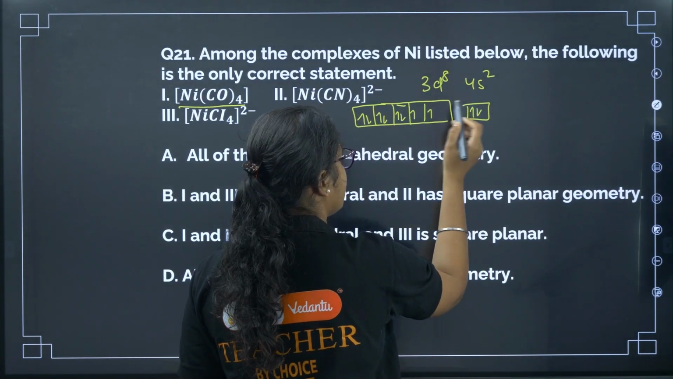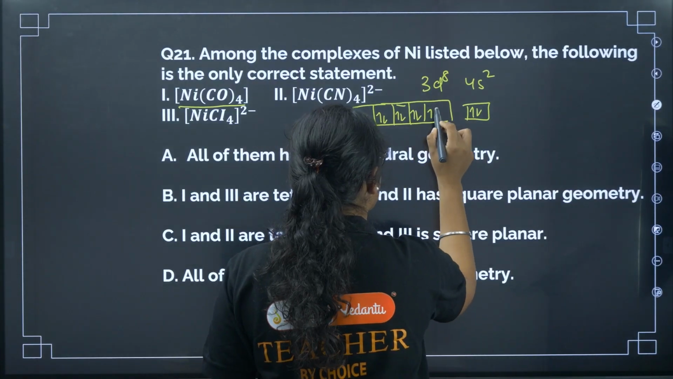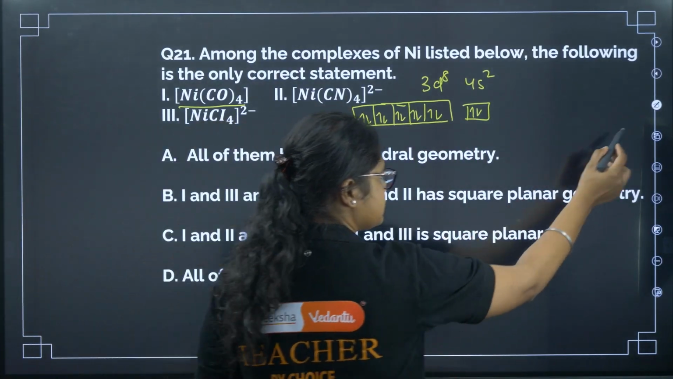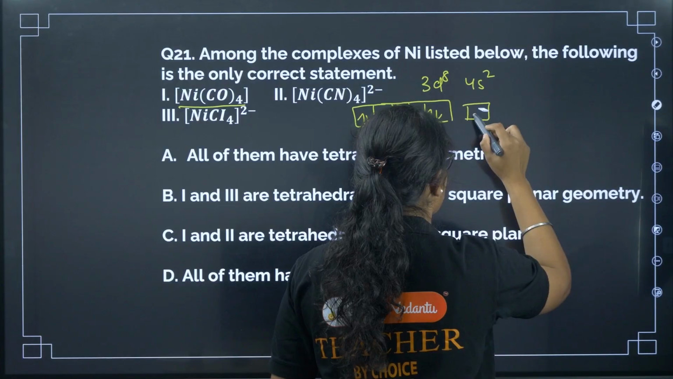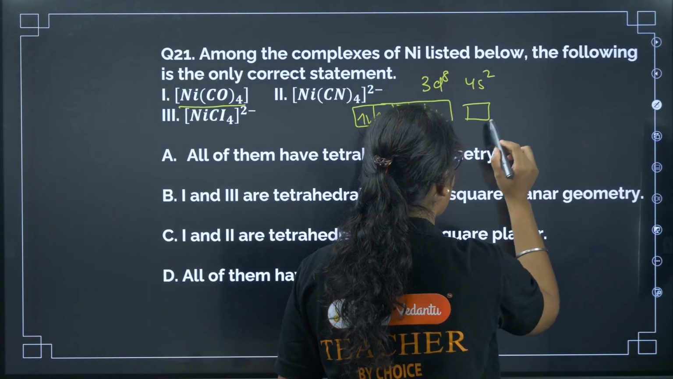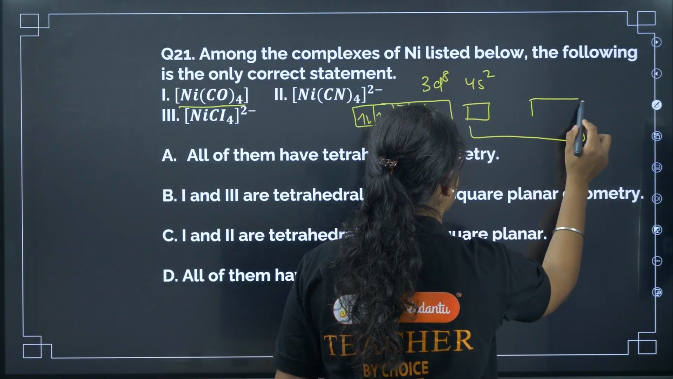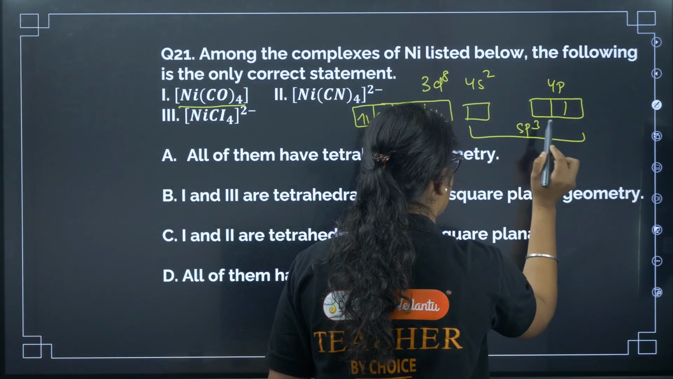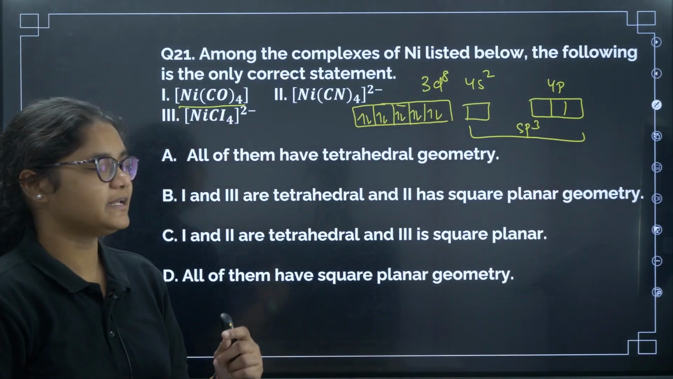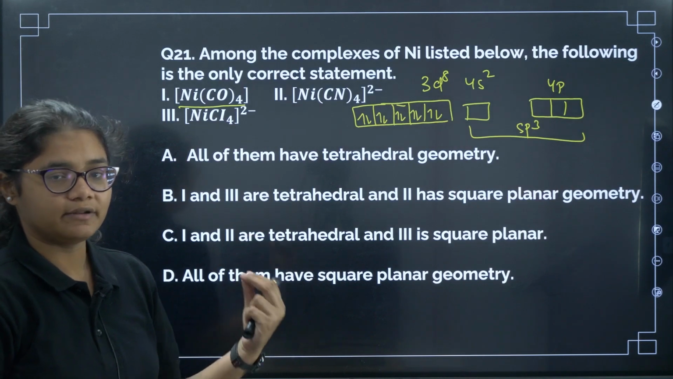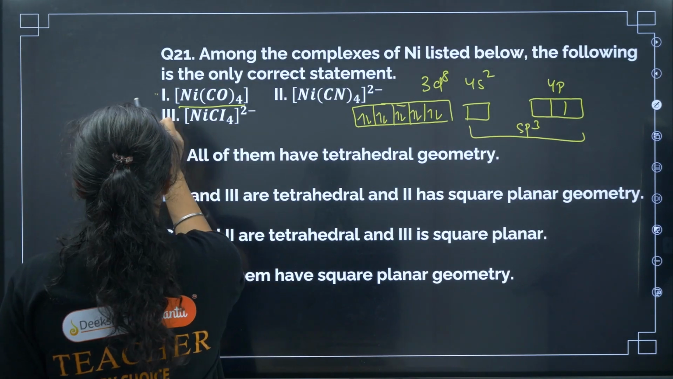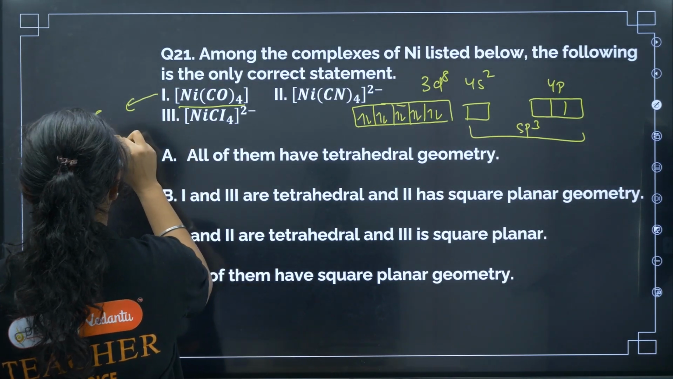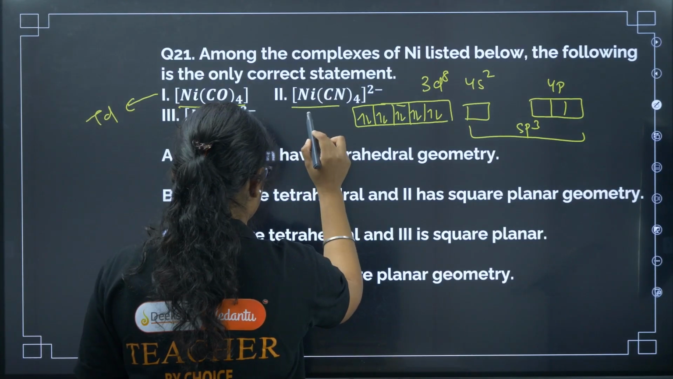Now what happens, both the electrons shift here, so it becomes like this, because CO is a very strong field ligand, that is why there is pairing. So now we have the s and 4p orbitals available, right? So sp3 orbitals are available. So the hybridization is sp3, so geometry will be tetrahedral. So for nickel carbonyl, the geometry is tetrahedral.